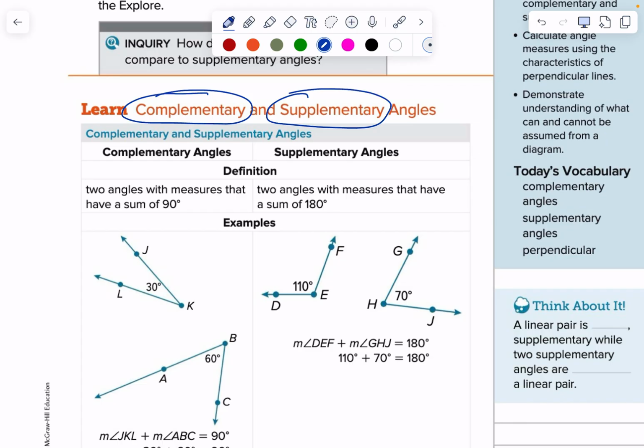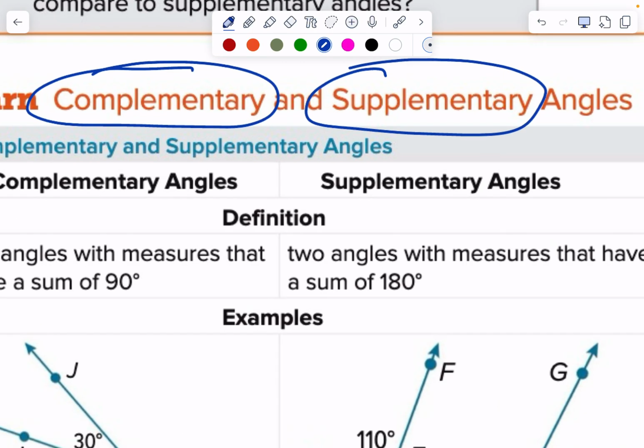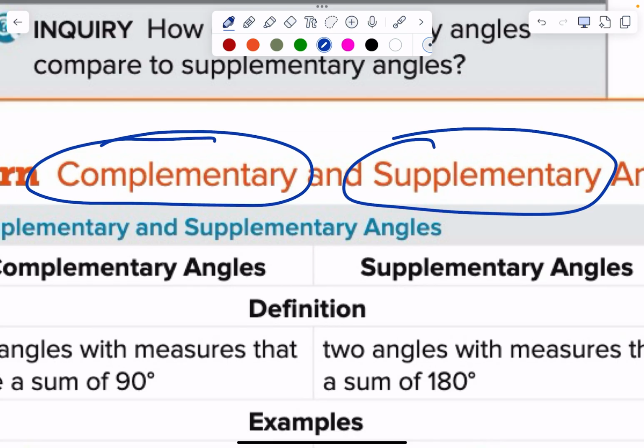You've heard those before. What are they? They're angle pairs, so 2 angles are complementary if they add up to be 90 degrees. So if one angle is 42, the other one has to be 48. Right? 42 and 48 are complementary angles. 81 and 9 degrees, those are complementary angles. Any 2 angles that add up to be 90 degrees, okay?